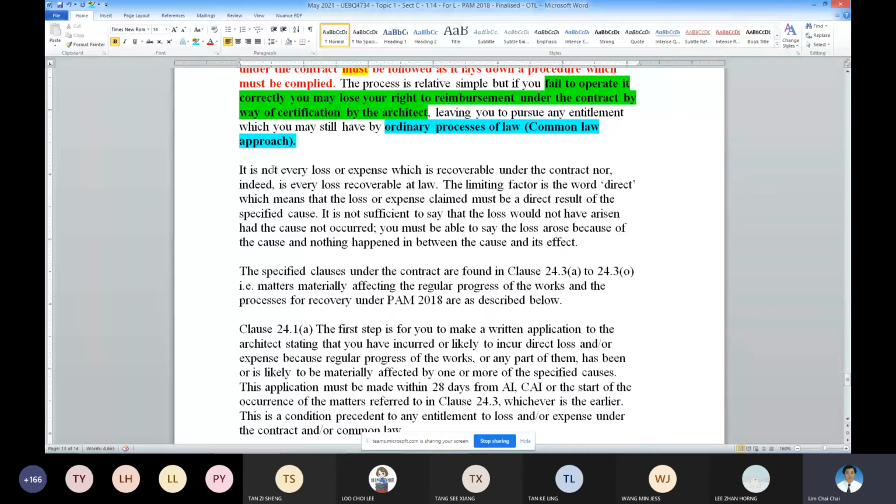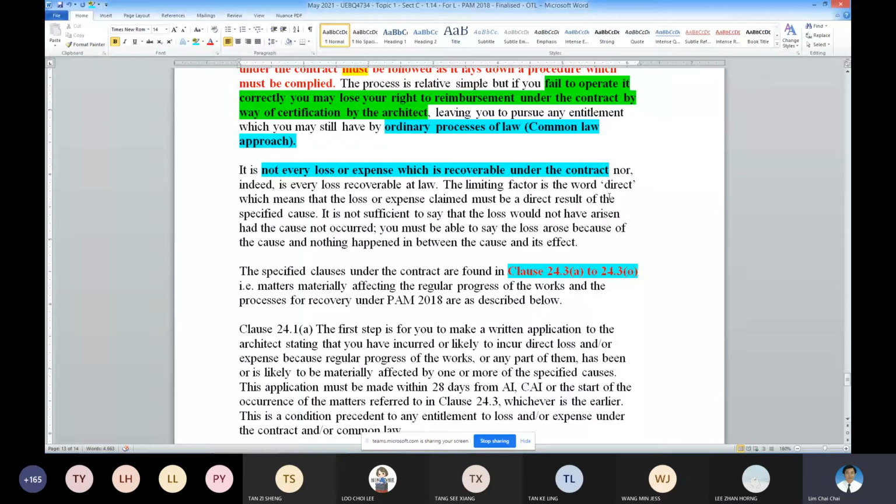Why this statement is so is a comparison between your EOT and your loss and expense clause. This is the meaning here. Not every loss and expense is recovered under the contract. Under the contract it specifically says that clauses 23A to O are your right for loss and expense, for those due to extension of time and those not due to extension of time. But the majority, I can say almost 90%, is under the extension of time category.